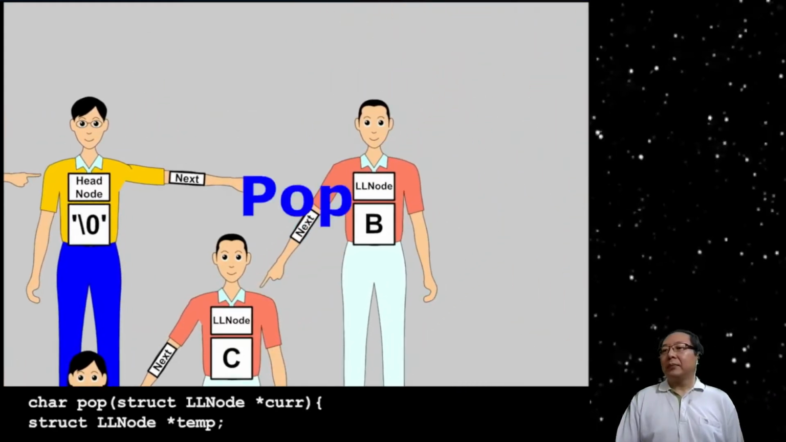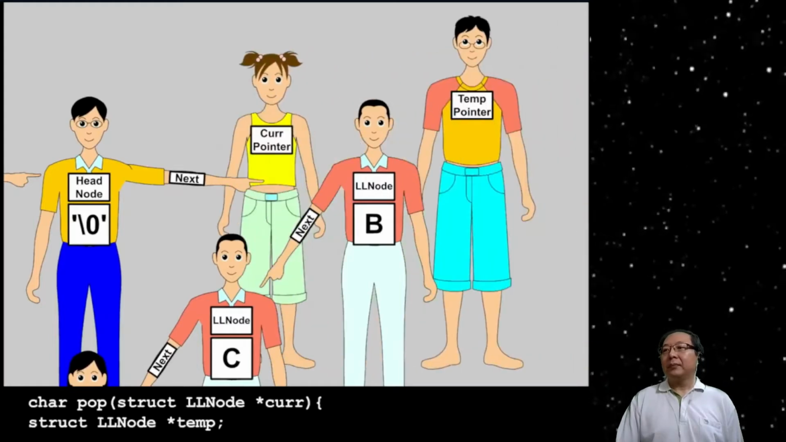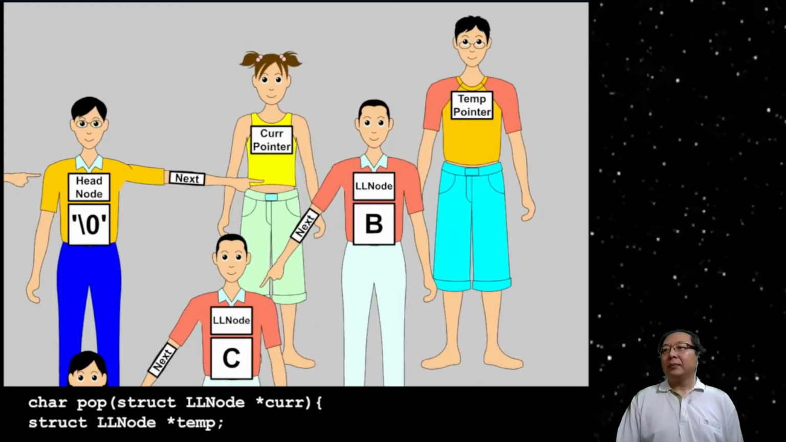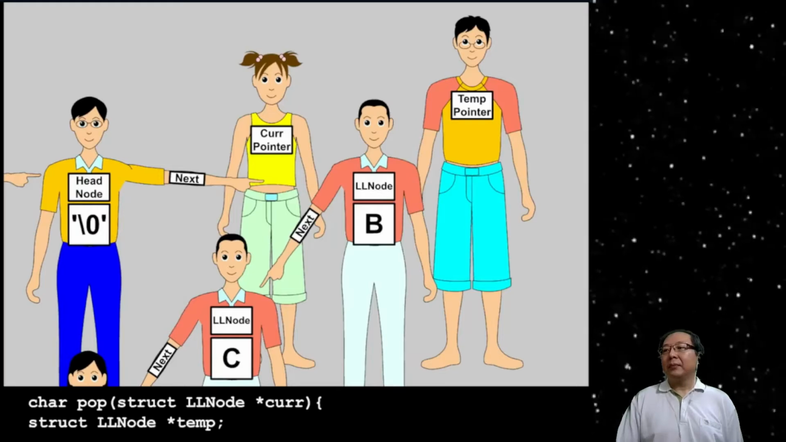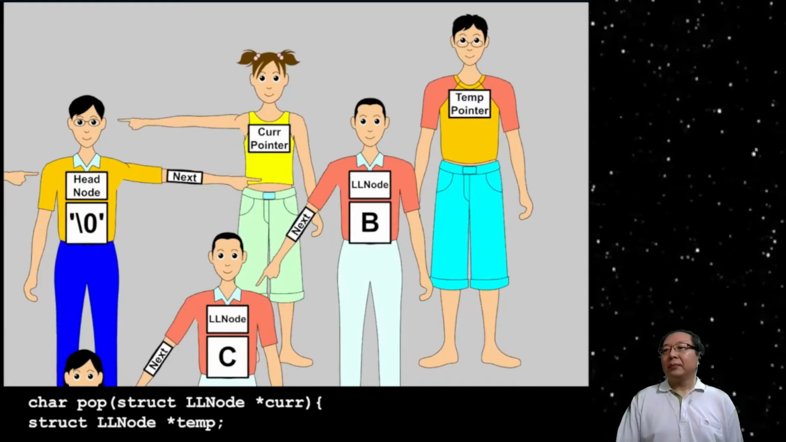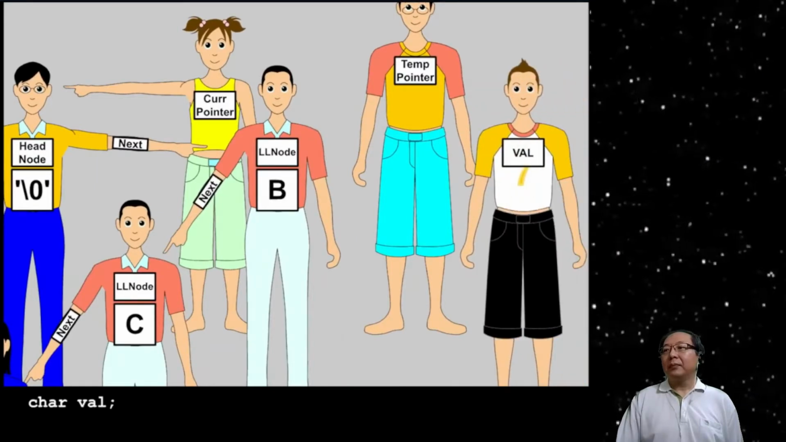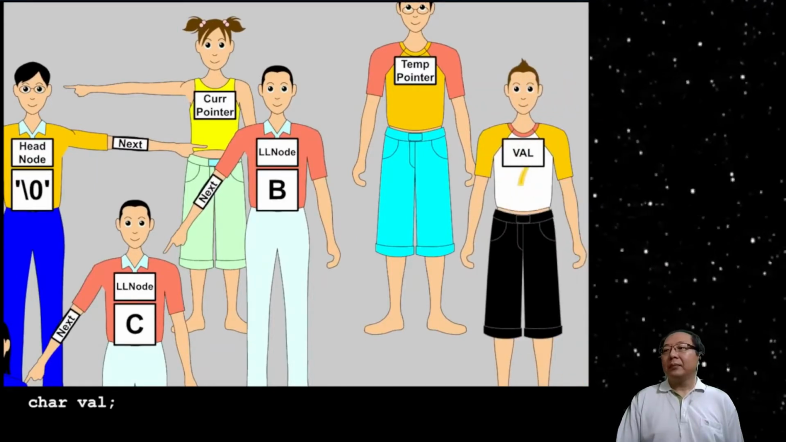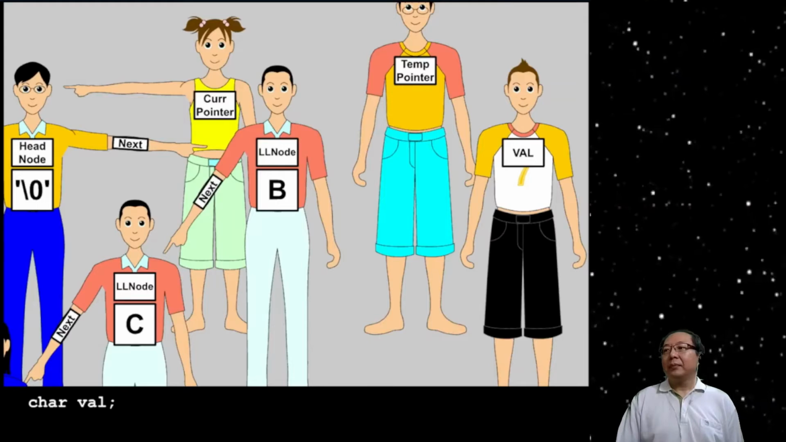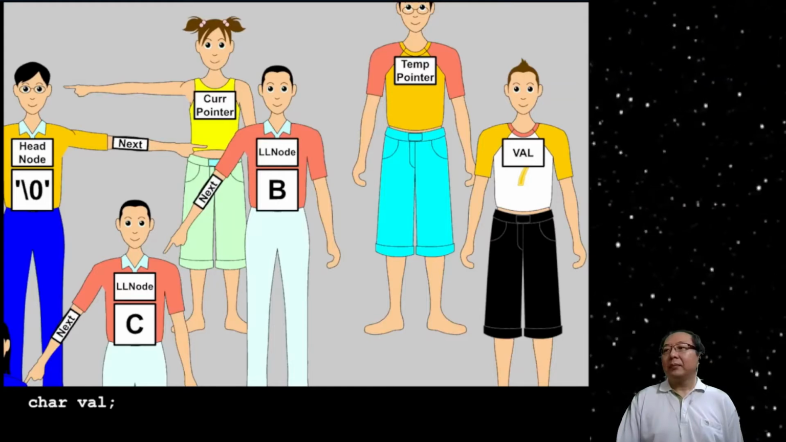Pop. We declare a temp pointer and a car pointer, where the temp pointer will be the pointer to the popped node, and the car pointer will be copied from the head pointer. Val will store the popped value. The first node to be popped will be the one with B in it, because that was the last thing to be pushed into the stack.